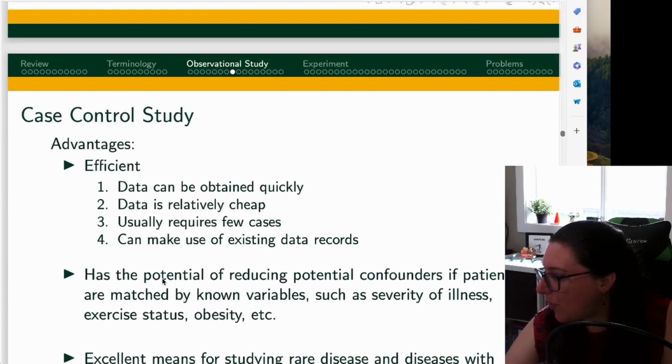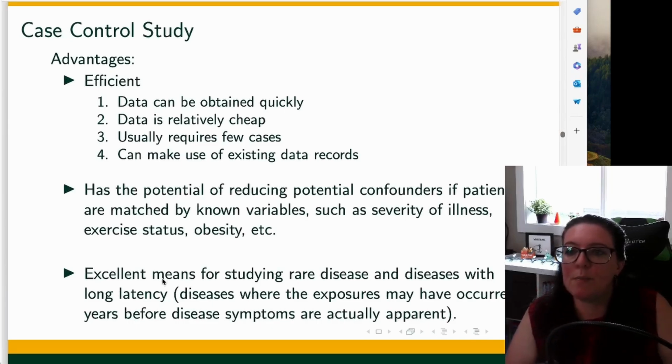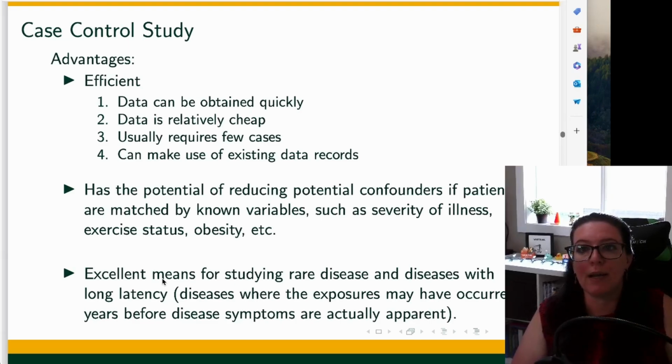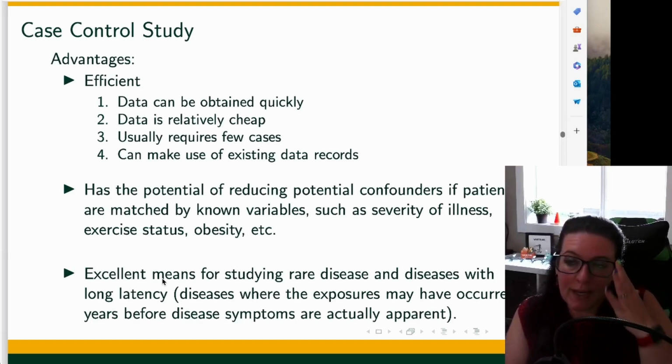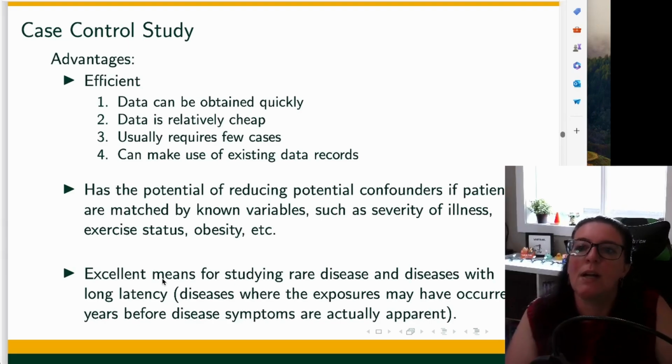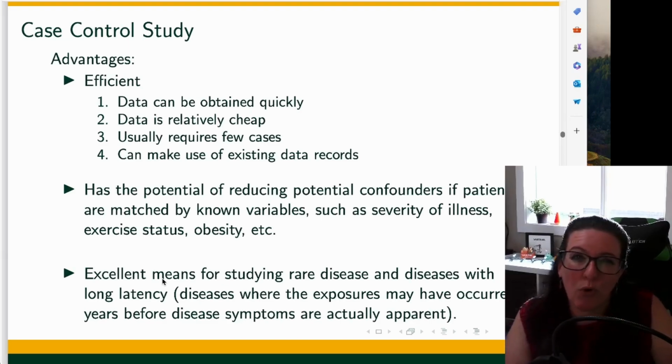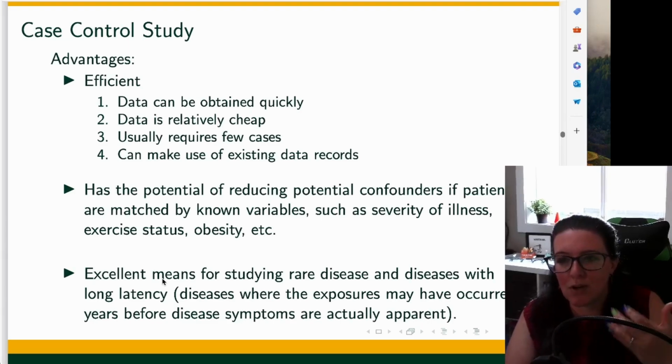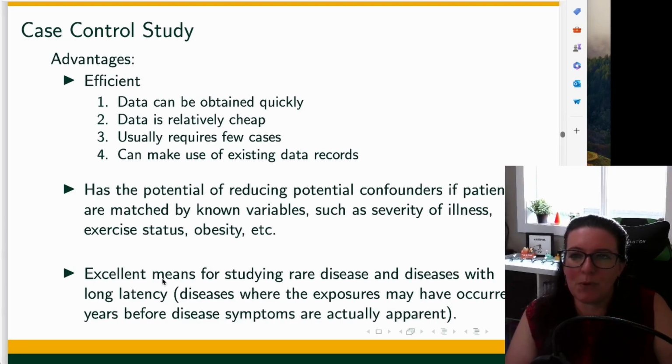Advantages of a case control study are that you can obtain your data relatively cheaply and quickly, right? Because people already have the condition that you're looking at. It usually doesn't have tons of cases. If you can do a match and find very similar characteristics in individuals and control for most of those confounding variables, then you don't have to have as large of a data set. And you can use existing data records, so we can find individuals based on all the data that's already available to match them.